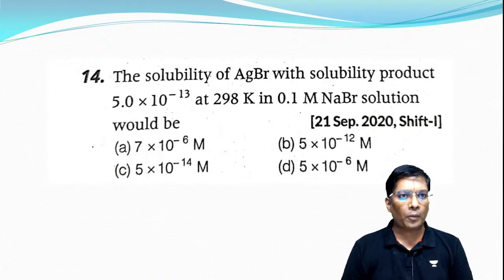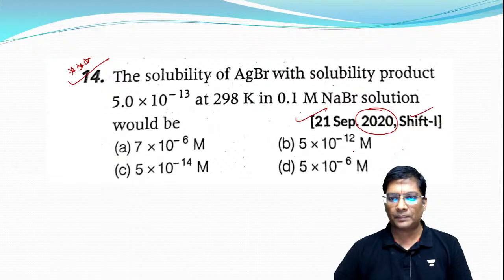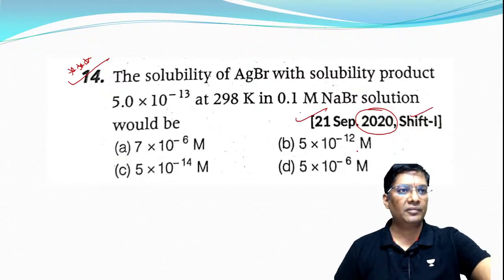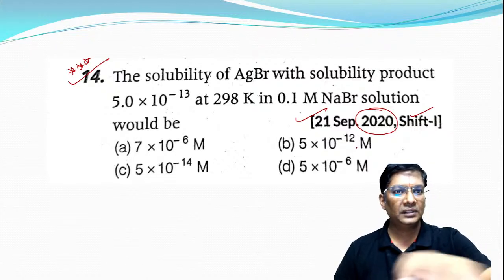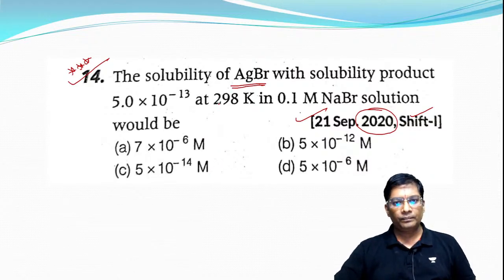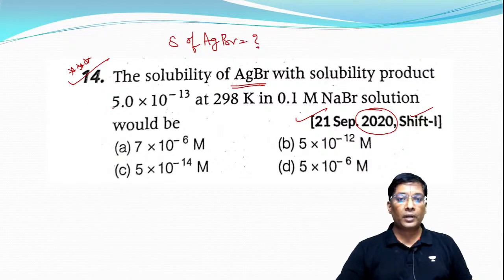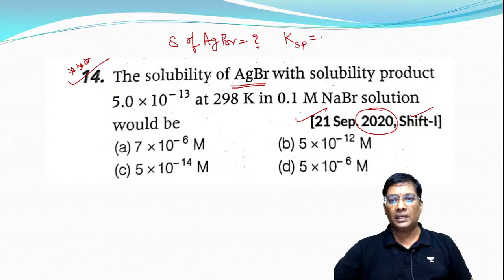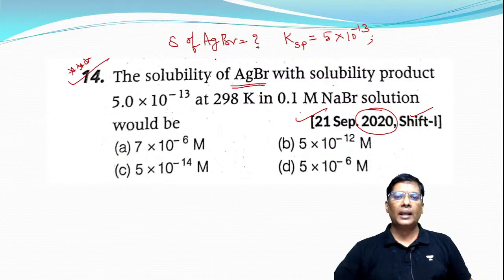See, this is one problematic part. We will see whether it is easy or difficult. It was already there in 2020, 21st September, in shift 1. Yes, we will see whether you can do it or not. The solubility of AgBr, that means you need to calculate the solubility. They have given the solubility product Ksp, how much? 5 into 10 to the power of minus 13, in 0.1 molar NaBr solution.